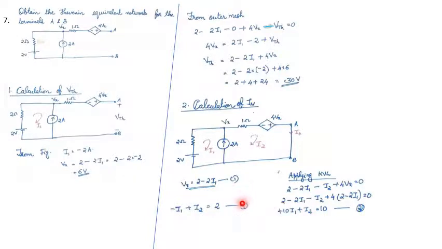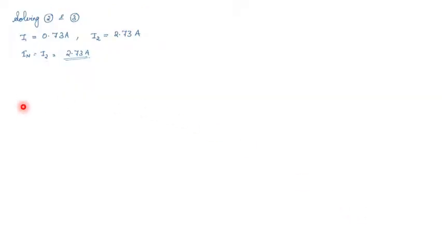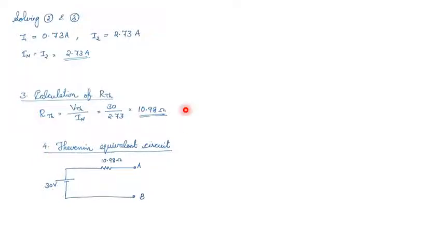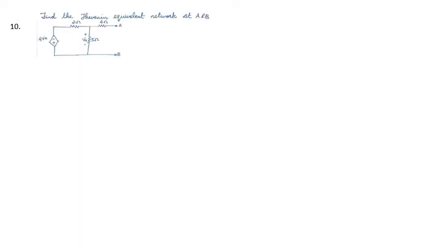Now solve the equations 1, 2 and 3. We will get the values for I1, I2 and IN. IN is I2 that is equal to 2.73 amperes. Then calculation of RTH, VTH by IN, 10.98 ohms. Then draw the Thevenin equivalent circuit with VTH is equal to 30 volt and RTH is equal to 10.98 ohms.